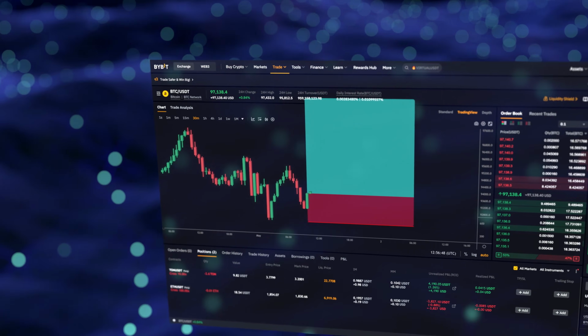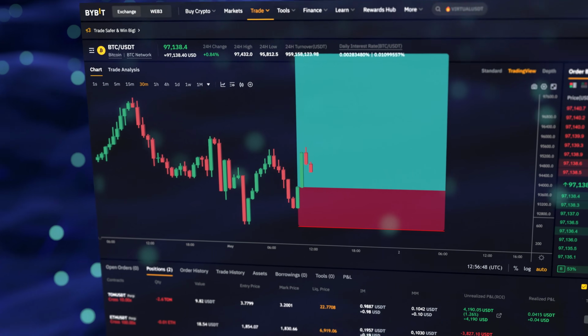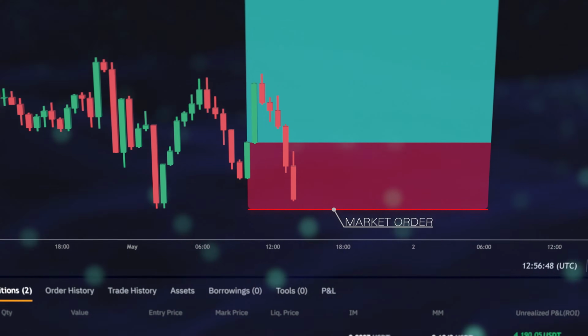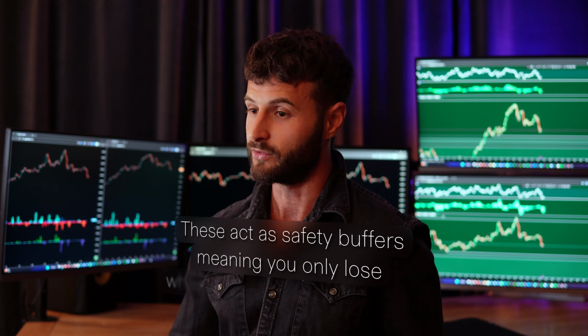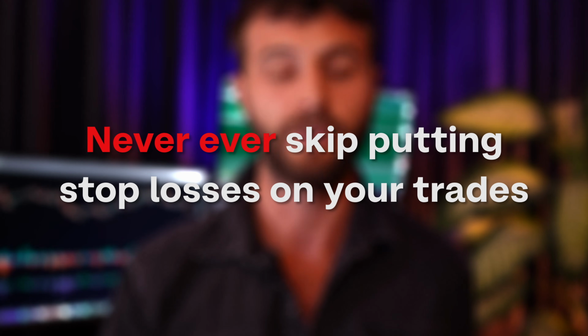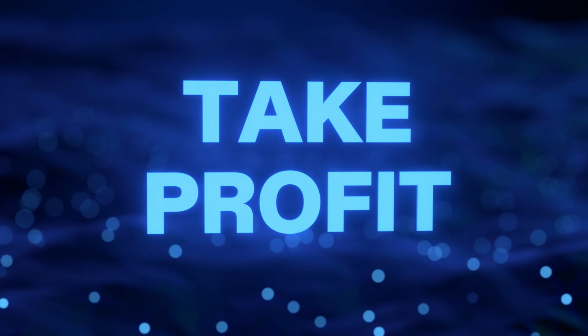Next, you have your stop loss. This is where you admit you're wrong on the position and have an order in market order form to take you instantly out of that position. These essentially act as safety buffers, meaning you only lose what you risked on the position. Never ever skip putting stop losses on your trades. They will help you avoid big losses early in your journey. Trust me.